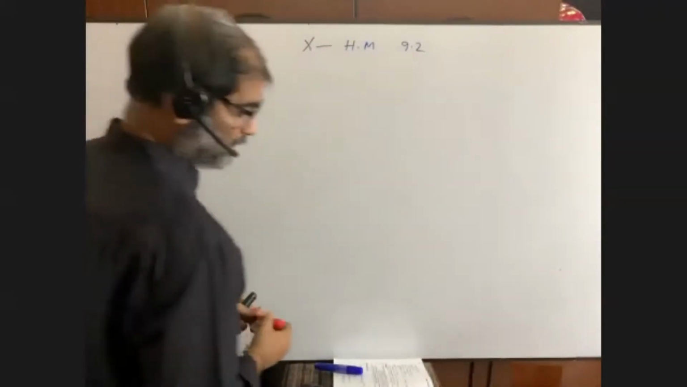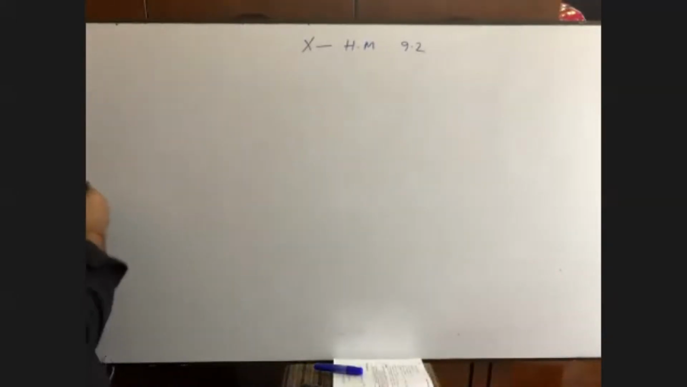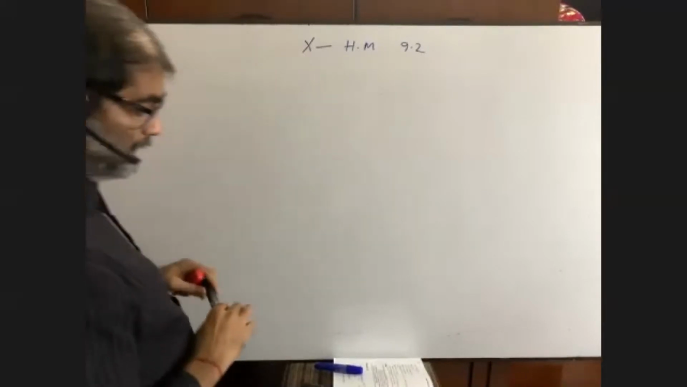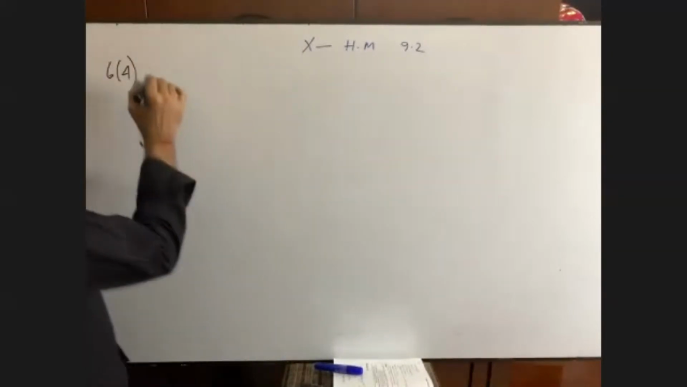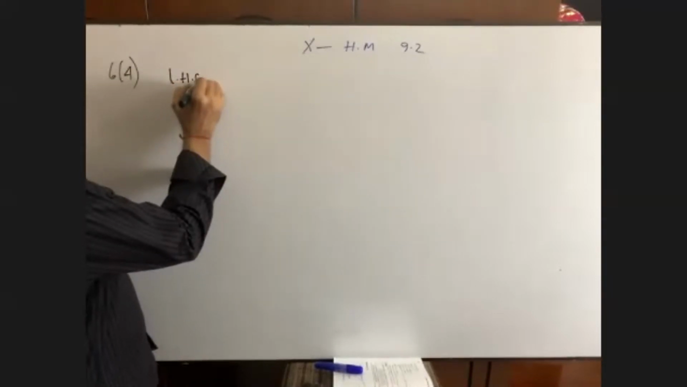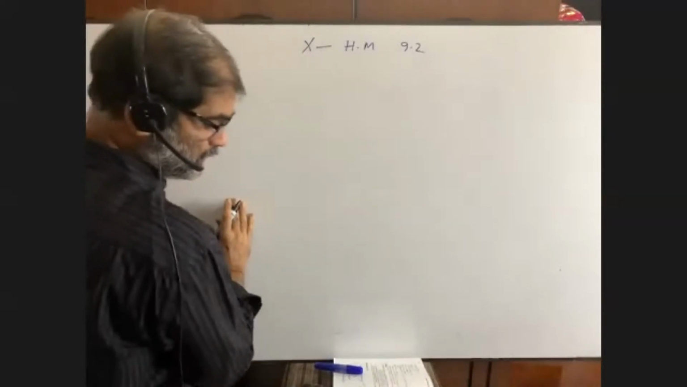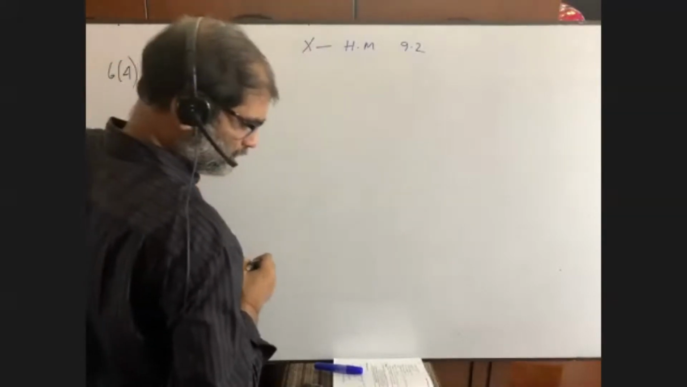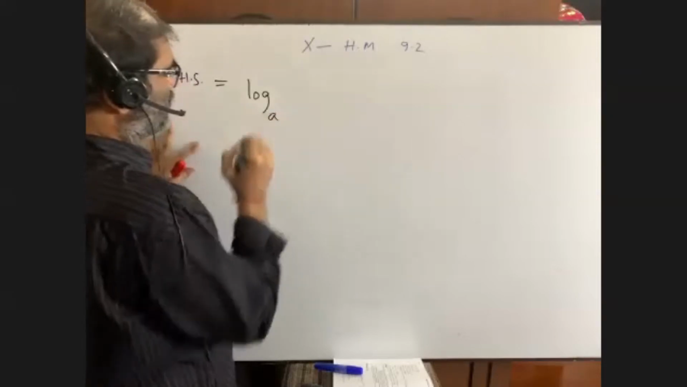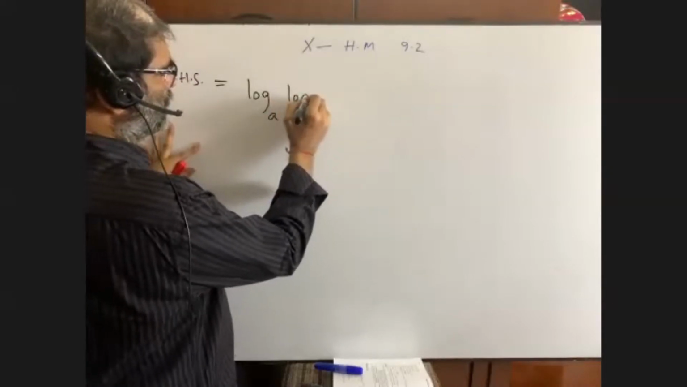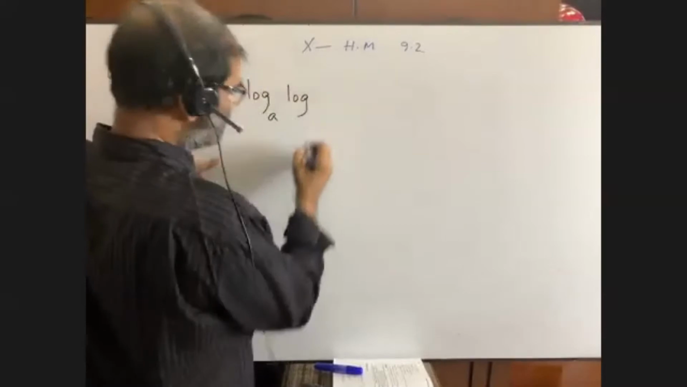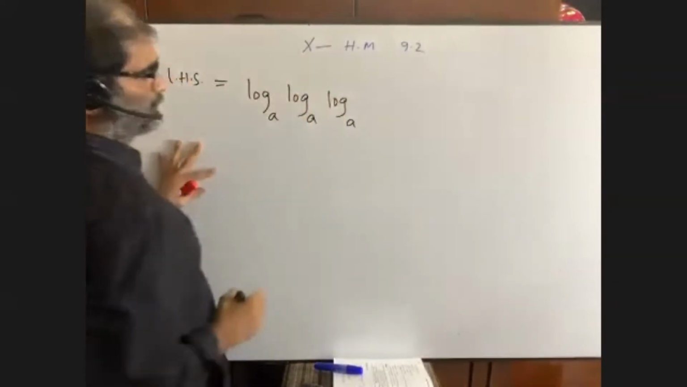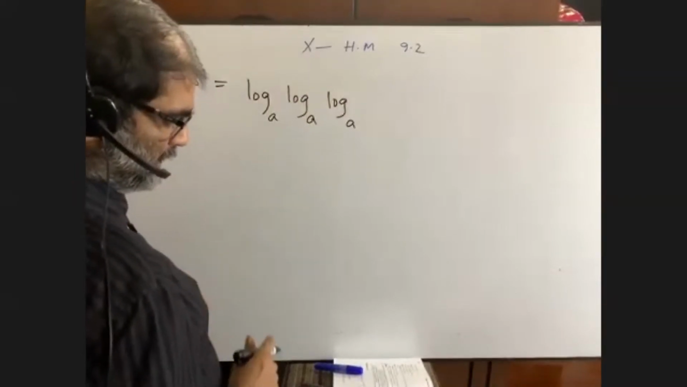Now, next math, question number 4. 6, 4. You see, left-hand side. Left-hand side is equal to log a base. It is a. It is again log. It is base a. Very good. It is again log. It is a base. Okay, log a base, log a base, log a base.